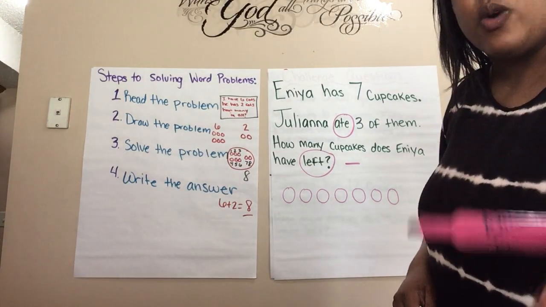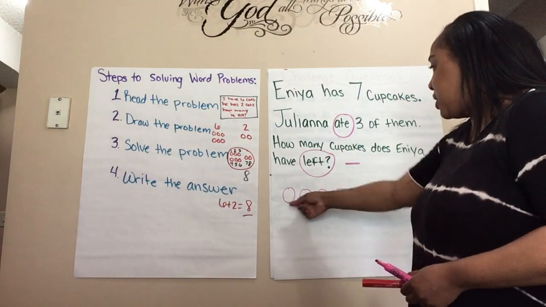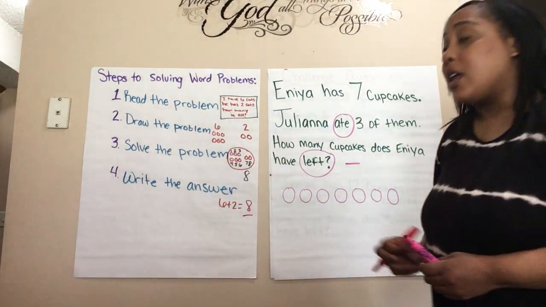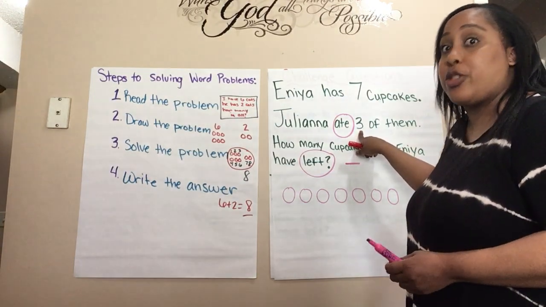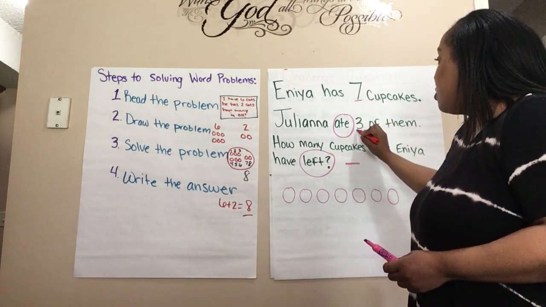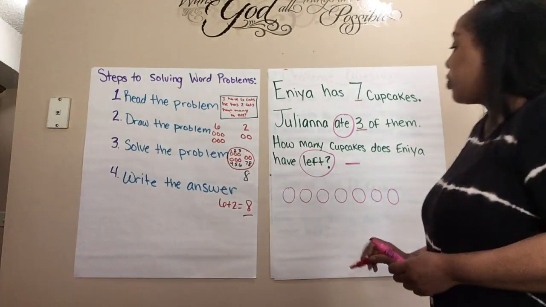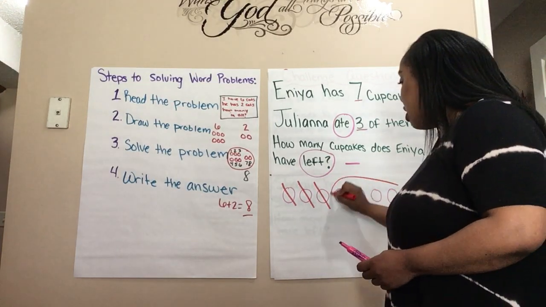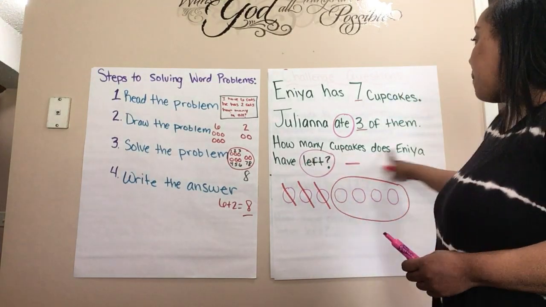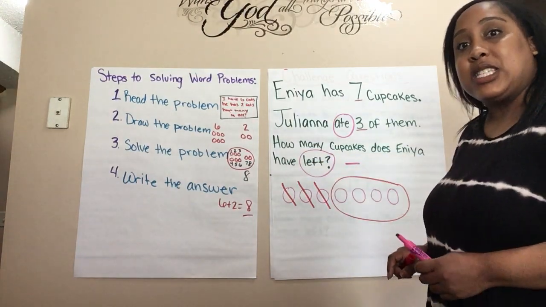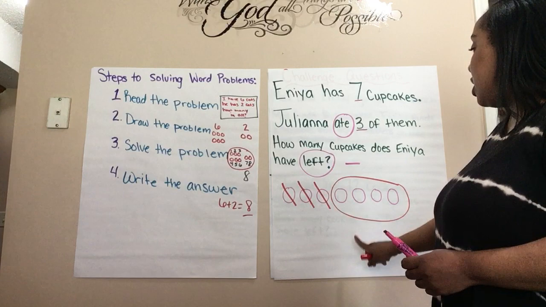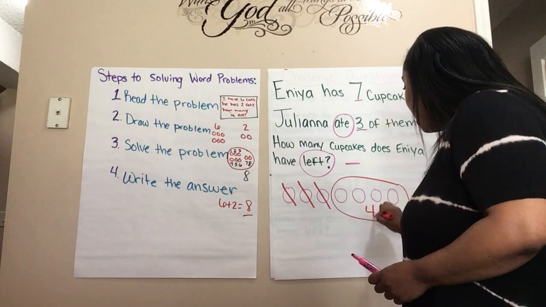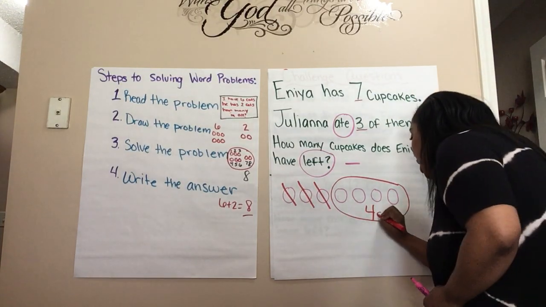So what do you need to do, boys and girls, with your cupcakes down here? How are we going to solve this problem? Yeah, we're going to have to cross out 3. We had 7. Juliana ate 3, so we're going to have to cross out 3. 1, 2, 3. Okay? Circle our leftovers. How many cupcakes does Inaya have left? Let's touch and count. 1, 2, 3, 4. 4. Inaya has 4 cupcakes.